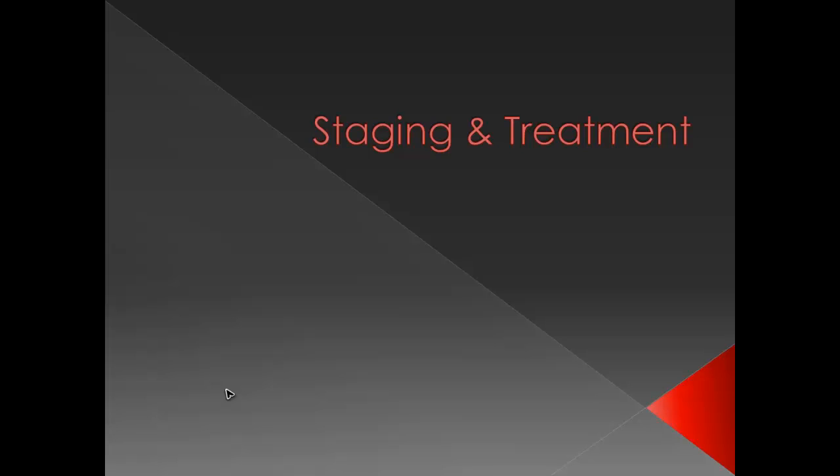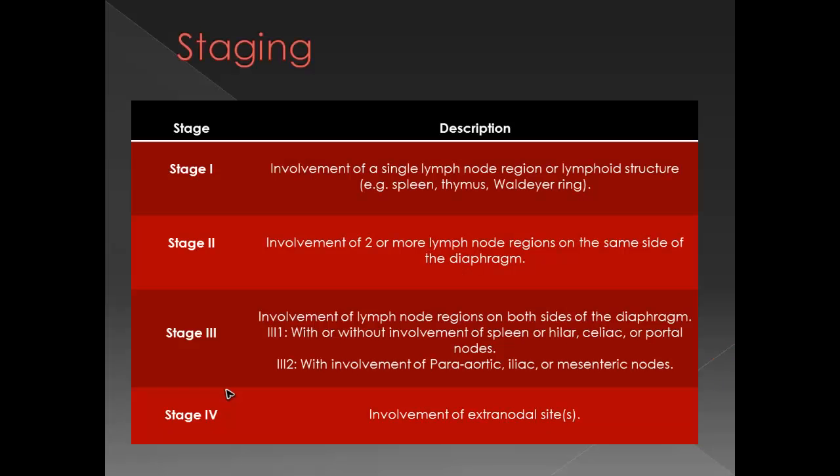Staging and treatment. The treatment mainly depends on the staging of the disease. First, we have stage 1, which is involvement of a single lymph node region or lymphoid structure such as the spleen, thymus, or Waldeyer ring. Stage 2, which is involvement of 2 or more lymph node regions on the same side of the diaphragm. Stage 3, which is involvement of lymph node regions on both sides of the diaphragm.